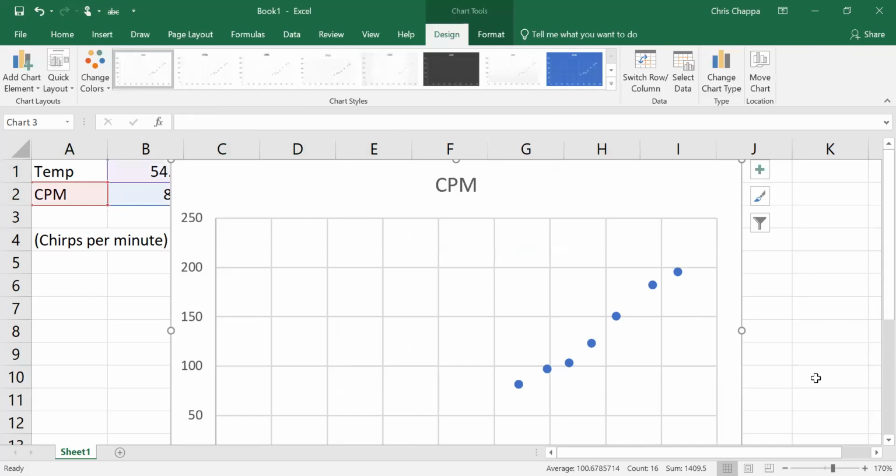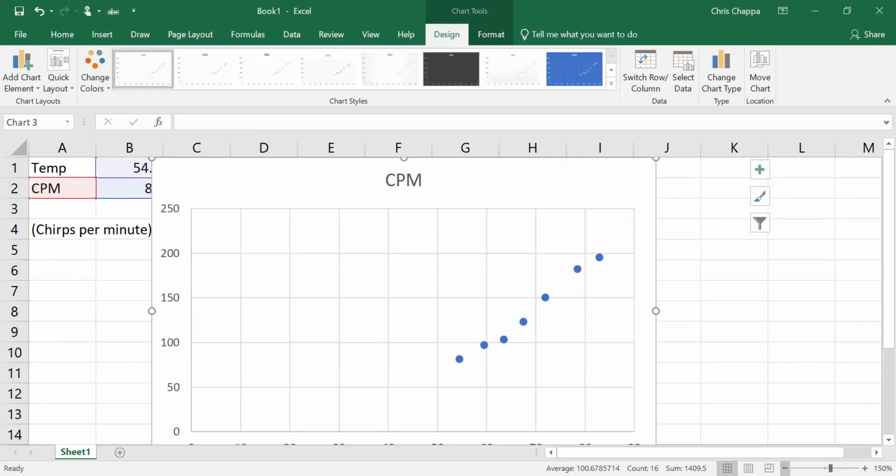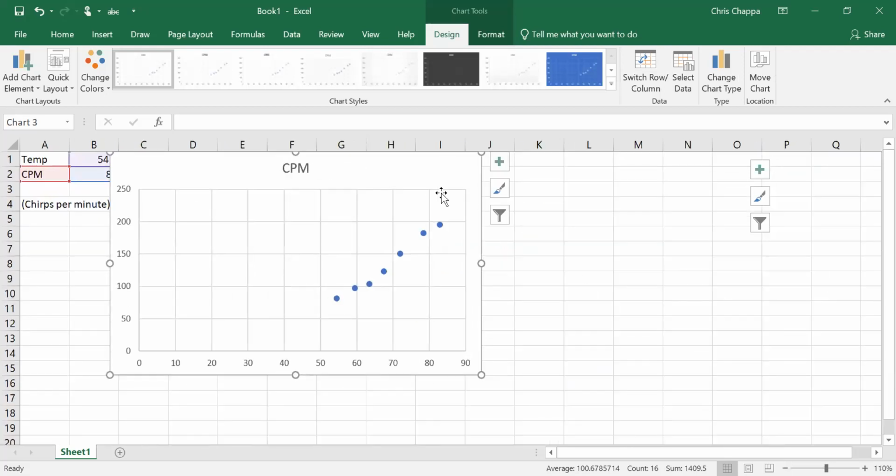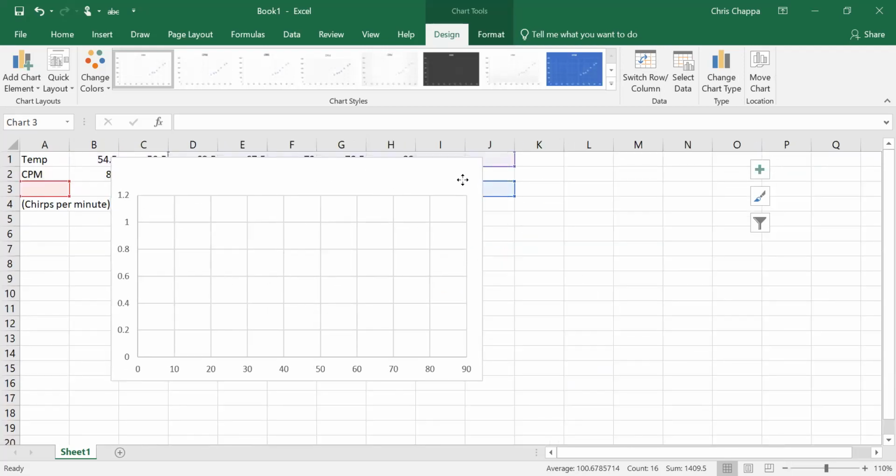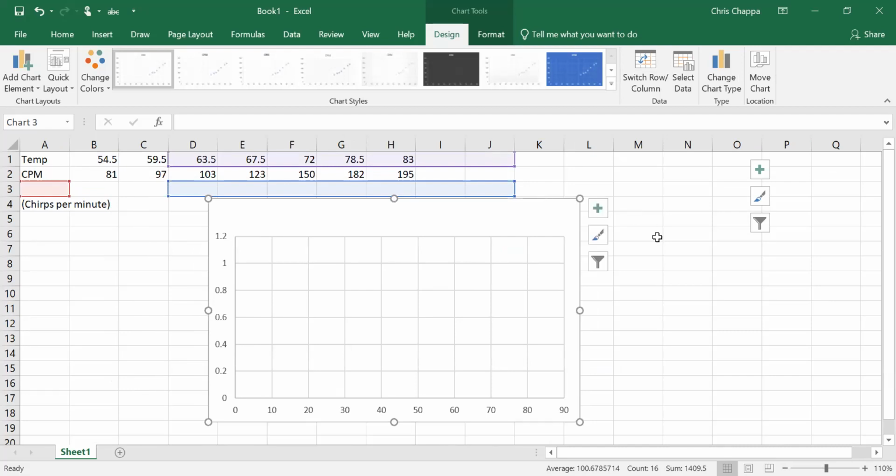Now it's kind of already defaulted it. I'm gonna have to zoom back out in order to see it, but it just instantly made me a scatter plot. Move it over just a little bit, move it over just a little bit. Thank you. What happened?